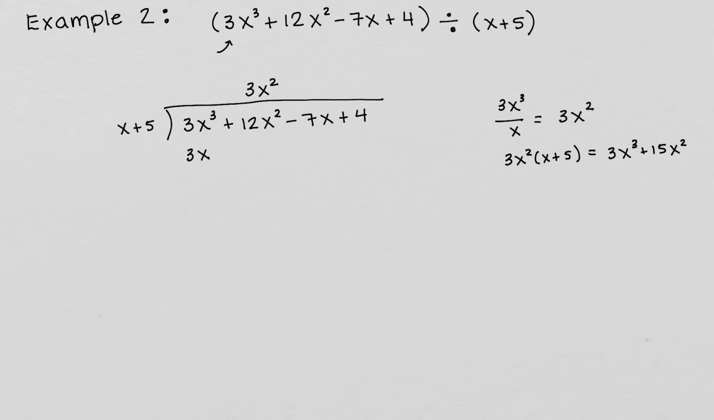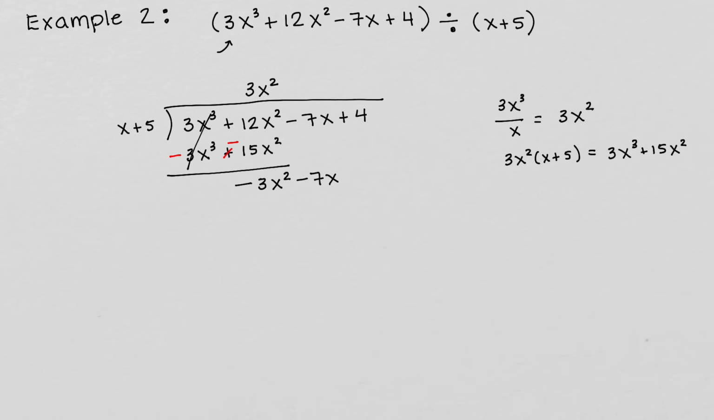And I bring that down. Now it's time to change the signs. And 3x cubed minus 3x cubed cancels out. 12x squared minus 15x squared gives me a minus 3x squared. And the minus 7x comes down. And now we're ready to start again.